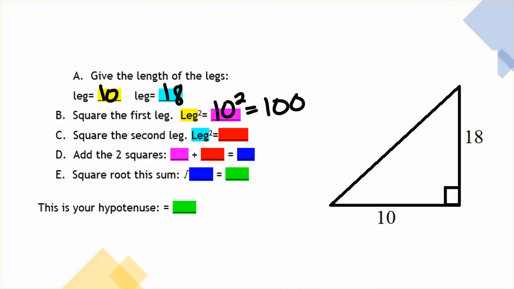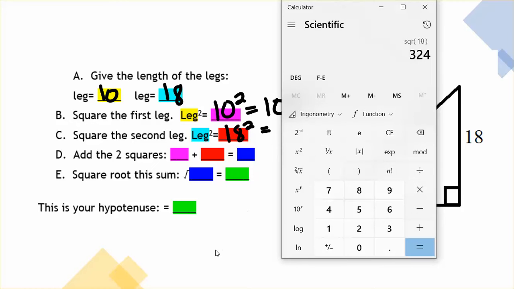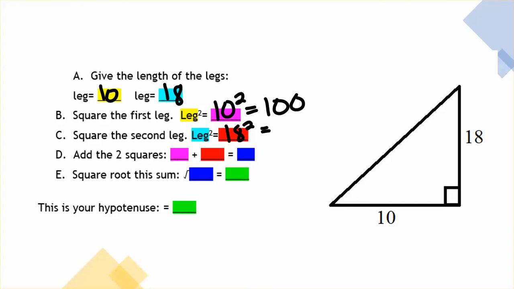Now we'll repeat that for the second leg. So we're going to take 18 squared, which is 324. Step D, add those 2 squares. So 100 plus 324 equals 424. And finally, we take the square root of that. So let's see what the square root of 424 is.